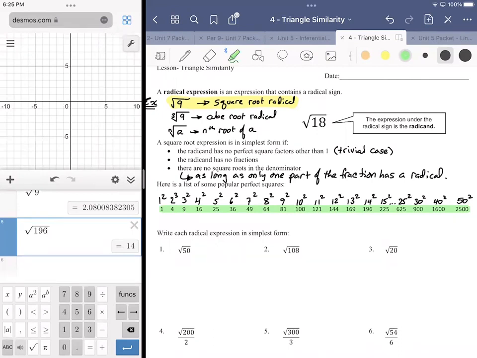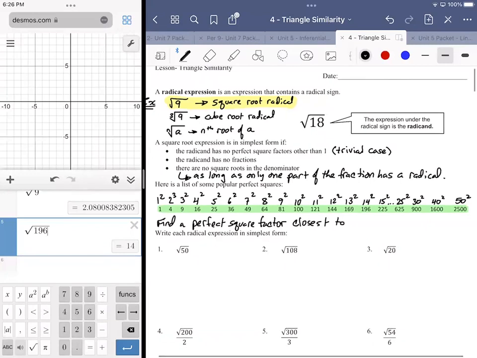So what we want to do, when we're writing a radical in simplest form, is first check to see if the radicand, which is again the thing under the radical, is itself a perfect square. But if it's not, we want to see if it's divisible by a perfect square. And if it is, I want to know the largest perfect square it can be divided by. All right. So what we want to do is find a perfect square factor closest to 1/2 of the radicand.